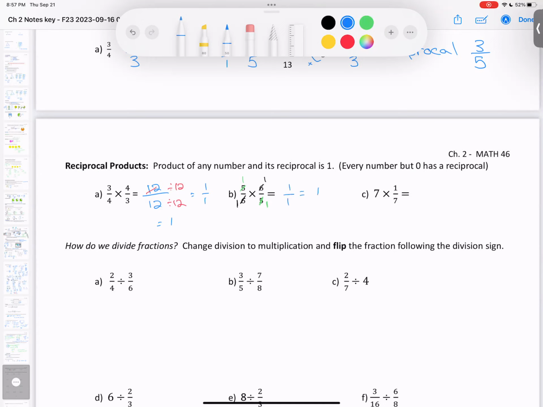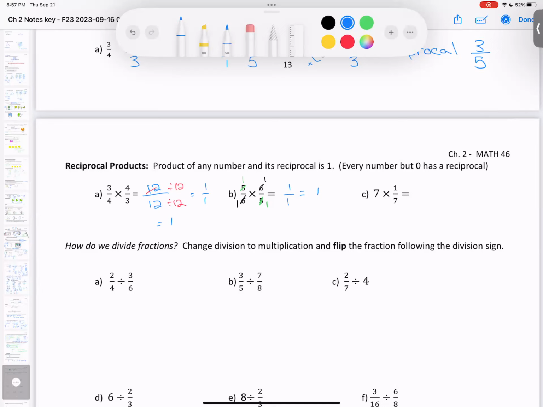All right, last one. Now we've got a whole number. We've got 7 times 1/7. And if you just think about this conceptually, if you have 1/7 of something, so you have a pizza divided into 7 pieces and you've got one of those pieces, now multiply that by 7, it makes sense that now you would have a whole pizza.